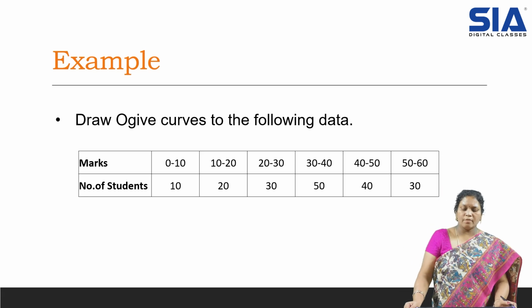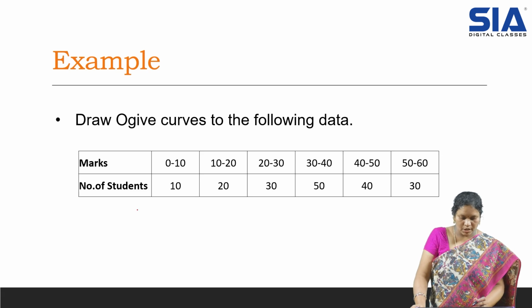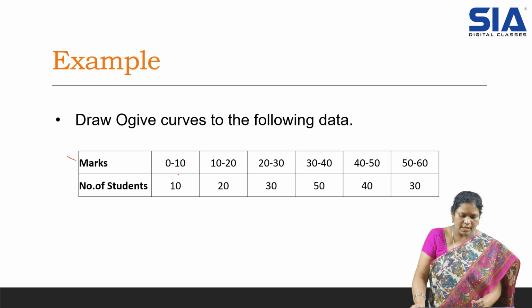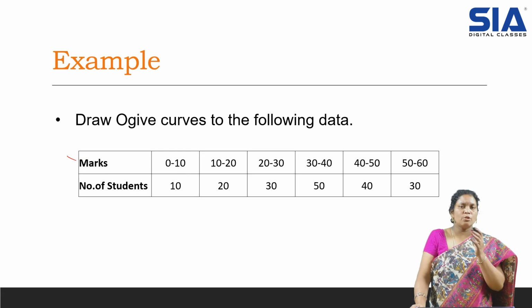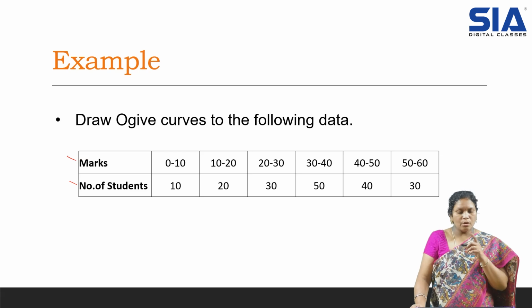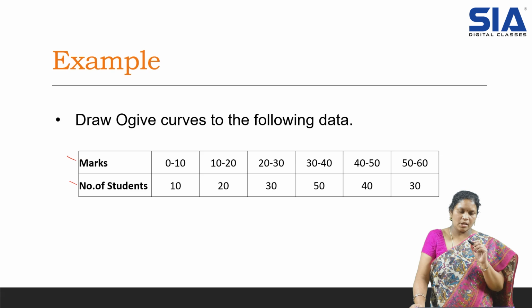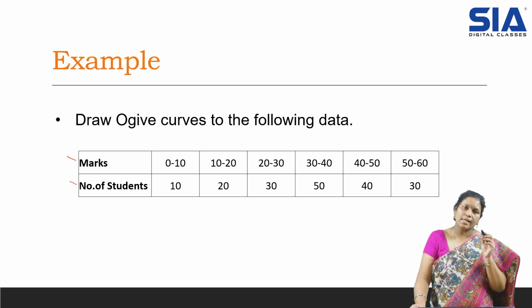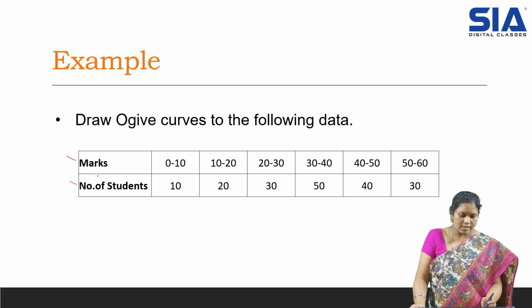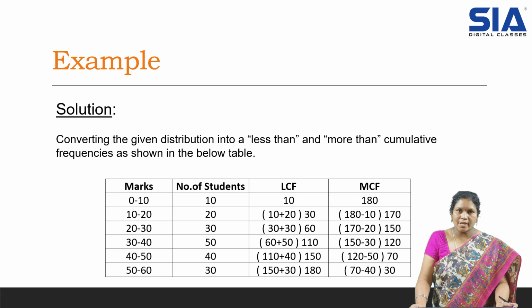Mostly, ogive curves are drawn for continuous frequency data. Here we have continuous data: class intervals of 0 to 10 are given, which are marks of the students. Those who obtained 0 to 10 marks, the number of students is 10. Then 0 to 10 is given, then 10 to 20, and like that they give class intervals and frequencies in the question itself. That is the marks and the number of students. For such data, let us now discuss how to obtain less than and more than cumulatives, right?